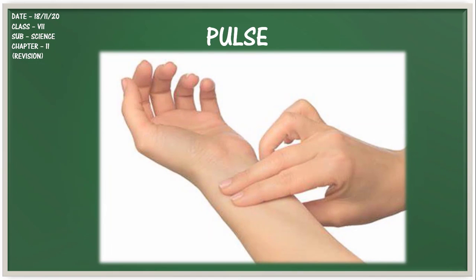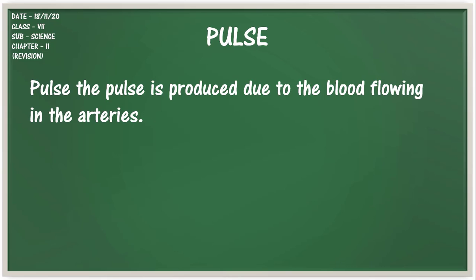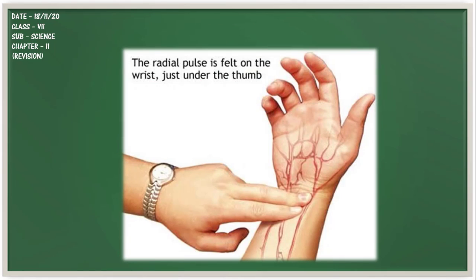Pulse rate. To know your pulse rate, place the middle finger and index finger of your right hand on the inner side of your left wrist. You will feel a throbbing movement at this place. This throbbing movement is called the pulse.